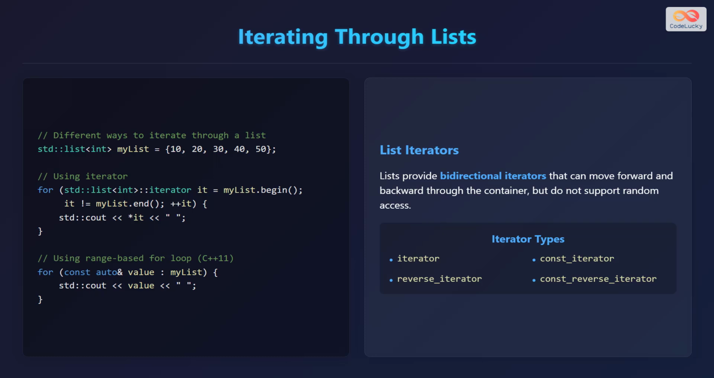Lists provide bidirectional iterators that can move forward and backward through the container, but do not support random access. There are 4 iterator types: iterator, const_iterator, reverse_iterator, and const_reverse_iterator.